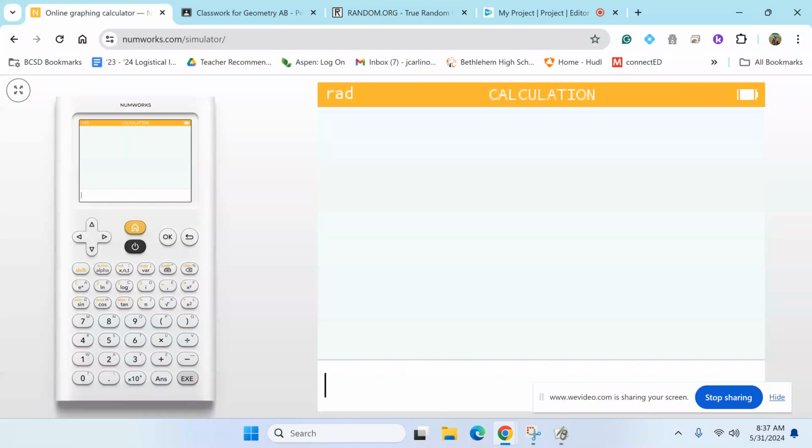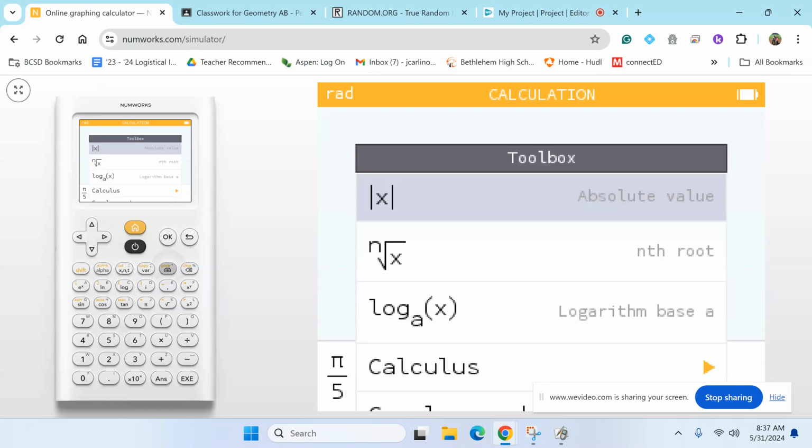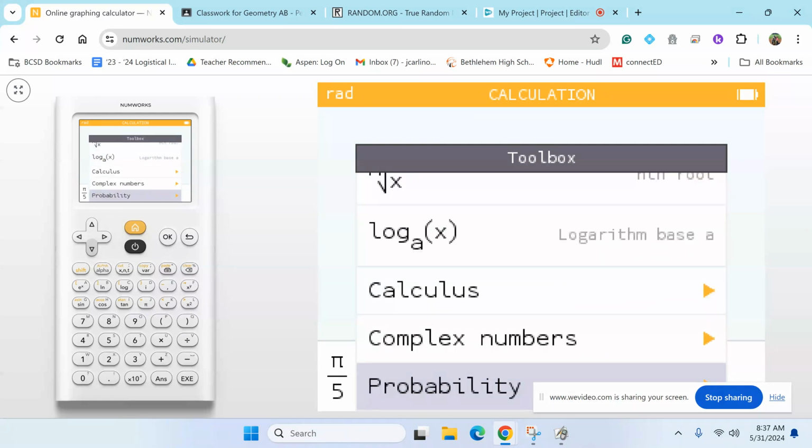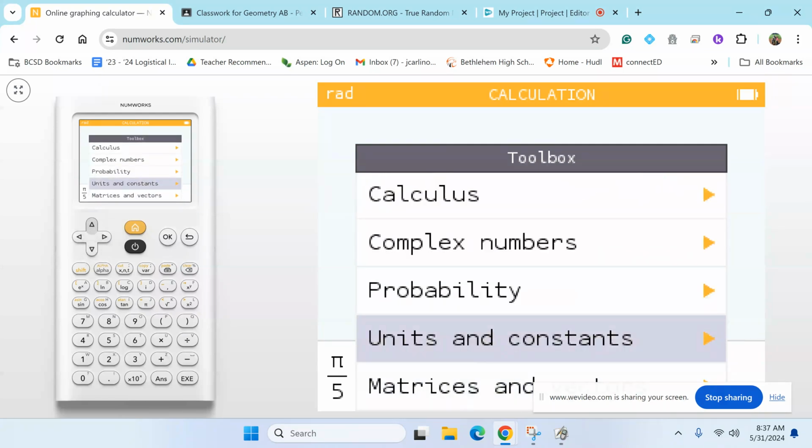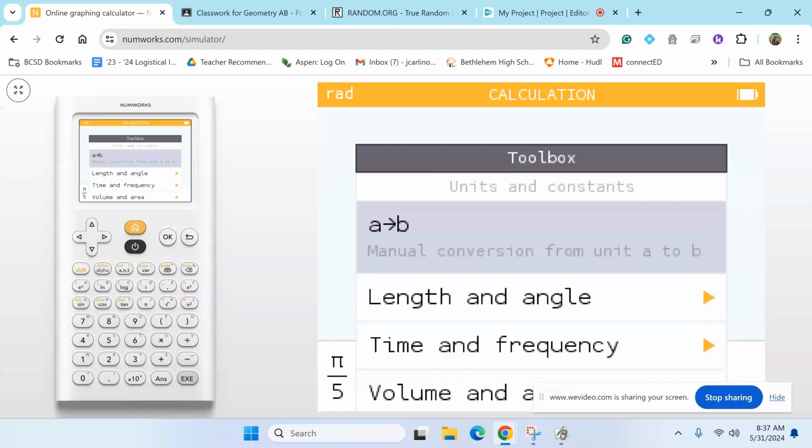Okay, pi over 5. But we need to tell the calculator that that's in radian. That's a radian, pi over 5. So here's where we go to attach radian. You go to your toolbox. Okay, go to your toolbox. Scroll down to where you see units and constants. Everyone see that in their toolbox? Everyone, I'm going slow here. Toolbox, units, and constants.